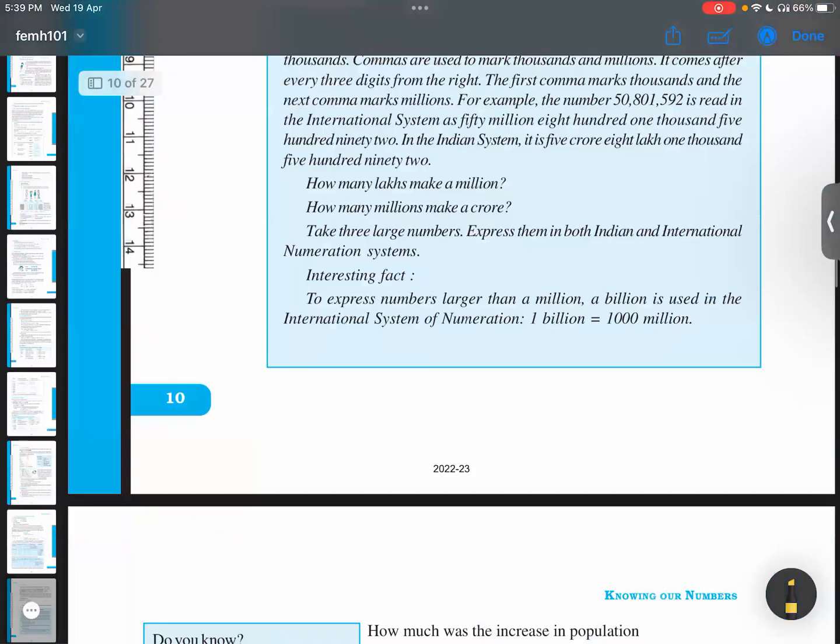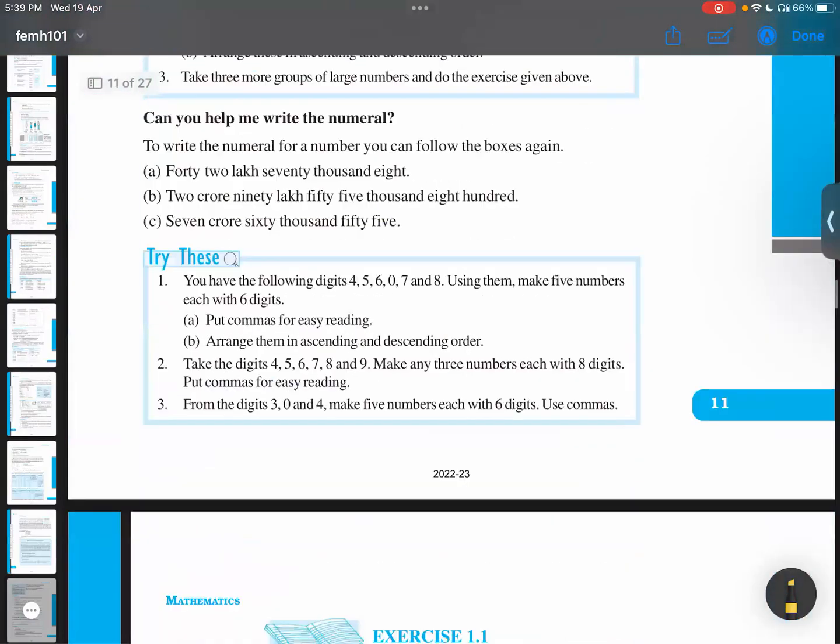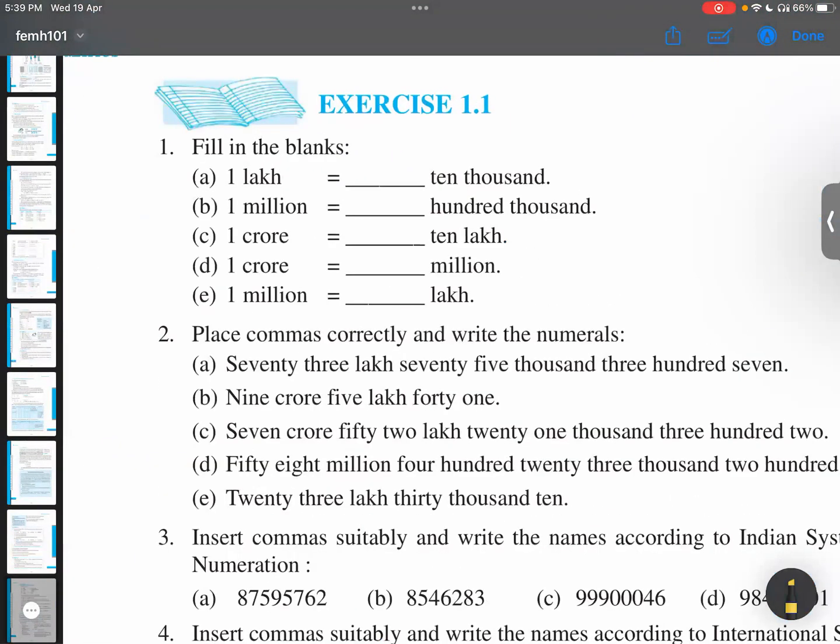In that one, we have to just write the numbers, right? Like how many zeros. That 1 lakh has got how many thousands? How many zeros like that, I have to tell you. 10,000 comes in both places. 1 lakh.